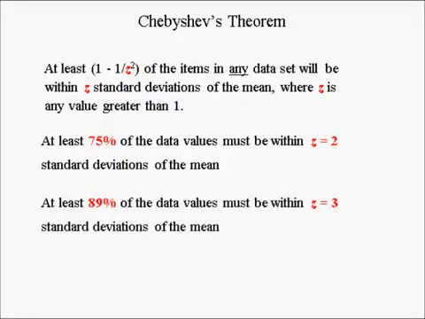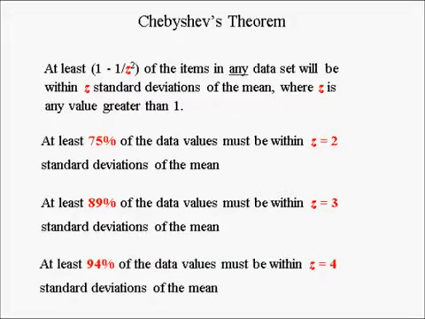If z is equal to 3, z-squared is 9. Dividing 1 by 9 yields 0.11. Subtracting this from 1 yields 0.89, which according to Chebyshev's theorem means at least 89% of the data values will be within 3 standard deviations of the mean. If z equals 4, z-squared is 16. Dividing 1 by 16 yields 0.06. Subtracting this from 1 yields 0.94, which according to Chebyshev's theorem means at least 94% of the data values will be within 4 standard deviations of the mean.